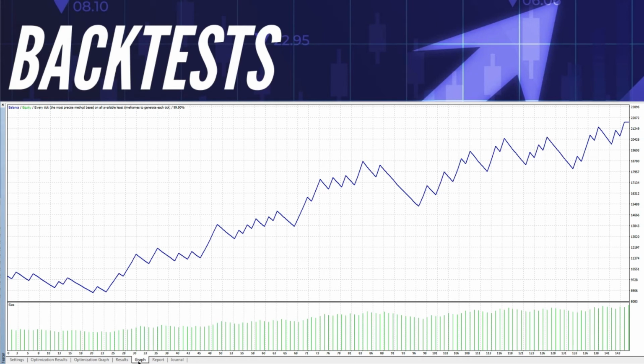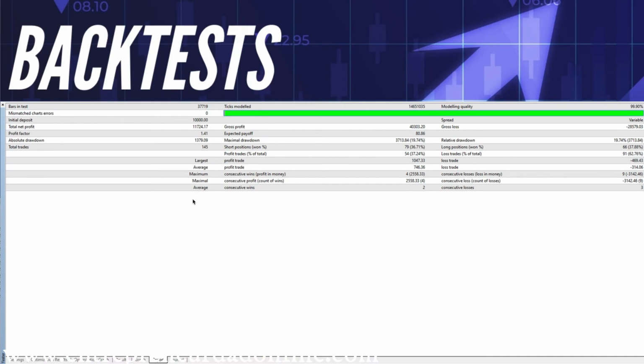Okay, it's done. I do like the shape of this chart. It is very linear, so good trades. And yeah, we'll save the report and look at it in a bit more detail.